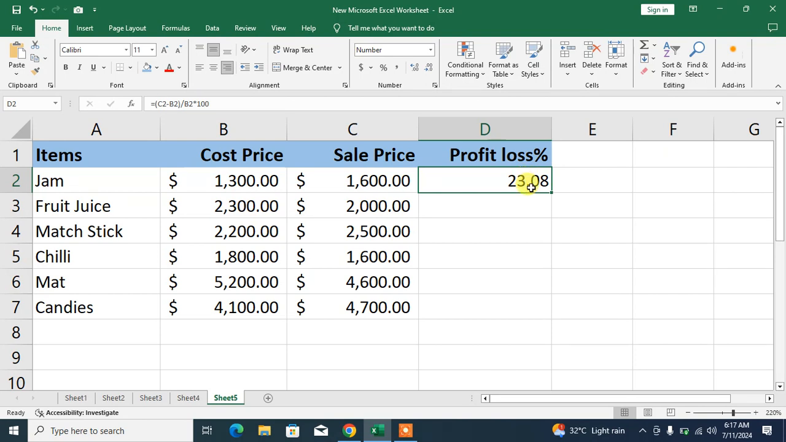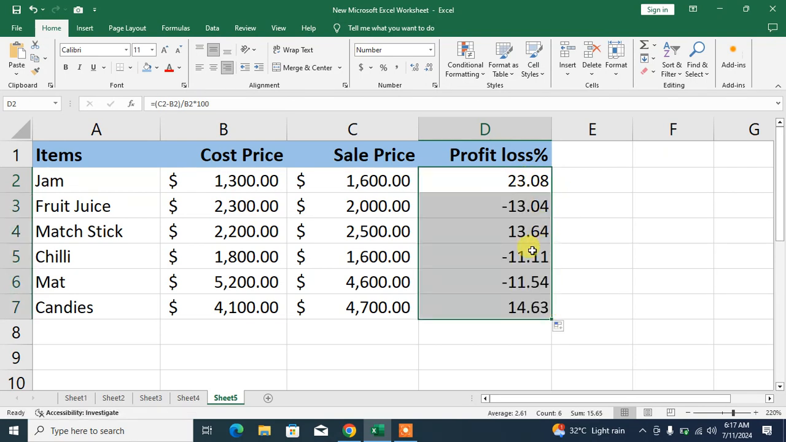So friends, it's your profit loss percentage. Now drag the formula to apply to the whole column. So friends, that's the formula to calculate profit loss percentage in Microsoft Excel.